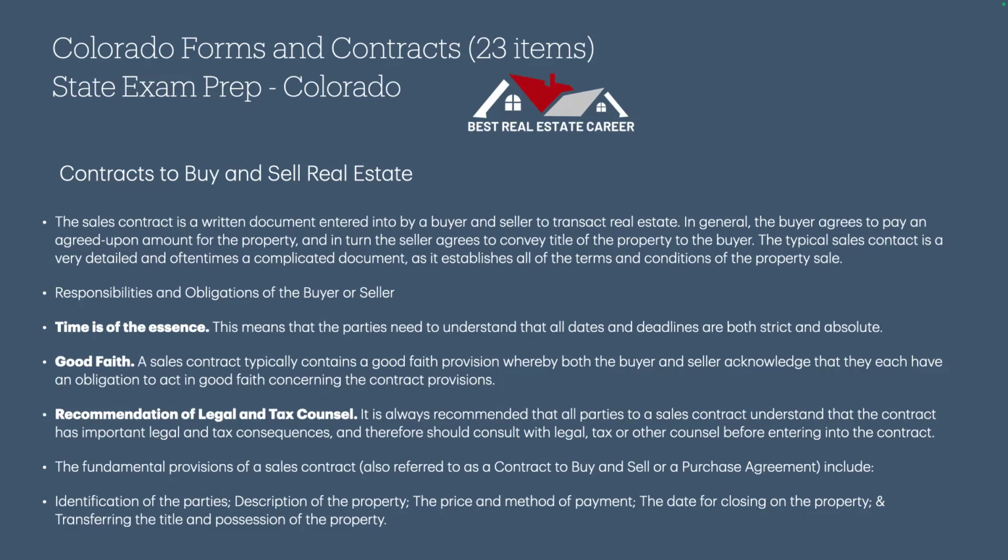All right, so there's the first thing. This is an agreement. So if they're asking you who the parties to the contract to buy and sell are, the parties are the buyer and the seller, not the real estate agent, not the lender. The only parties to the contract to buy and sell are the buyer and the seller. It's going to lay out the responsibilities and the obligations of the buyer and the seller, right?